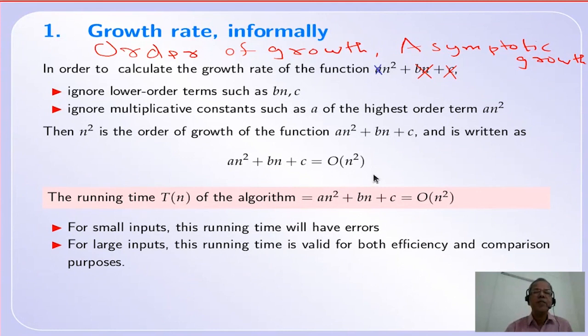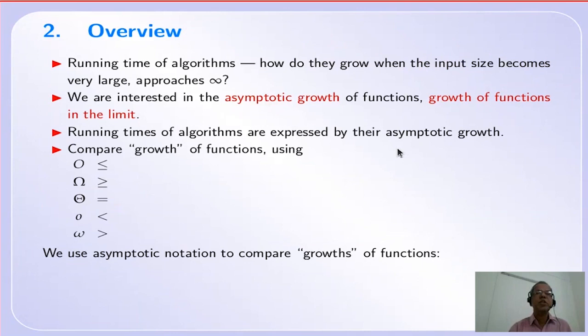Quadratic running time. We said when the value of n is small, it may not be true, but as n becomes very large, this is true. That is all we have been doing about growth rate or asymptotic growth rate till now. In this class, we will define asymptotic growth rate precisely. This is an overview. Running time of algorithms: how do they grow when the input size becomes very large, approaches infinity?